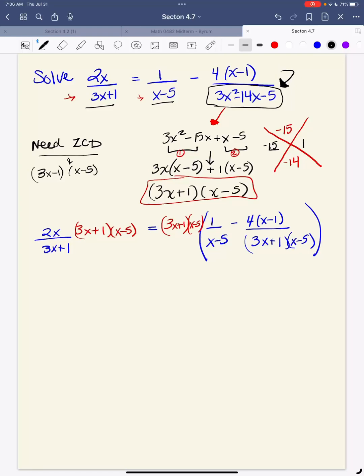So let's go ahead and start here. When I multiply by that LCD, I see that a factor of 3x plus 1 will cancel, and I'm just left with 2x times x minus 5. Now here I have to distribute that LCD into each term. Here one factor of x minus 5 will cancel, but I'm left with the 3x plus 1, and that's going to be multiplied by 1. And it's going to be minus, now both cancel here, and we're just left with the 4 times x minus 1.